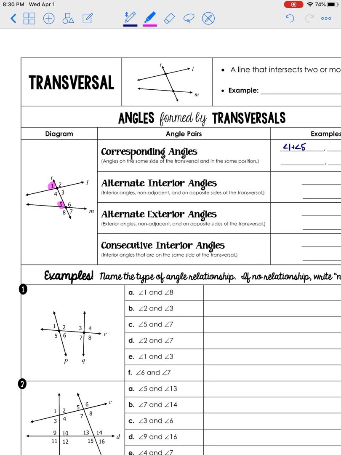everything that would be inside, like the sandwich, that's your interior. So 4, 3, 5, and 6 are interior. Non-adjacent, meaning they're not next to each other. So 4 and 3 are not alternate interior. 5 and 6 are not alternate interior. So we know they have to be inside, but they can't be next to each other. They also have to be on opposite sides of the transversal. So 4 is on the same side of the transversal as 5. The only other interior angle that 4 is not adjacent to and on the opposite side of the transversal to is 6.